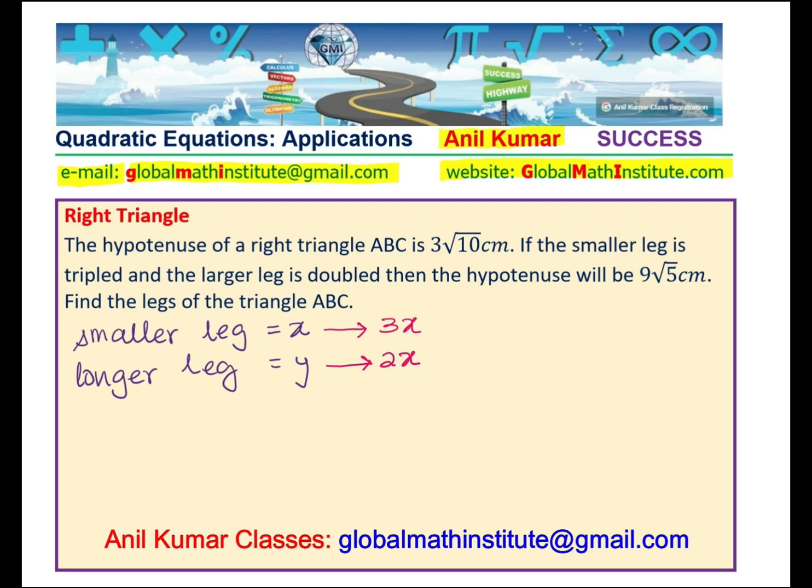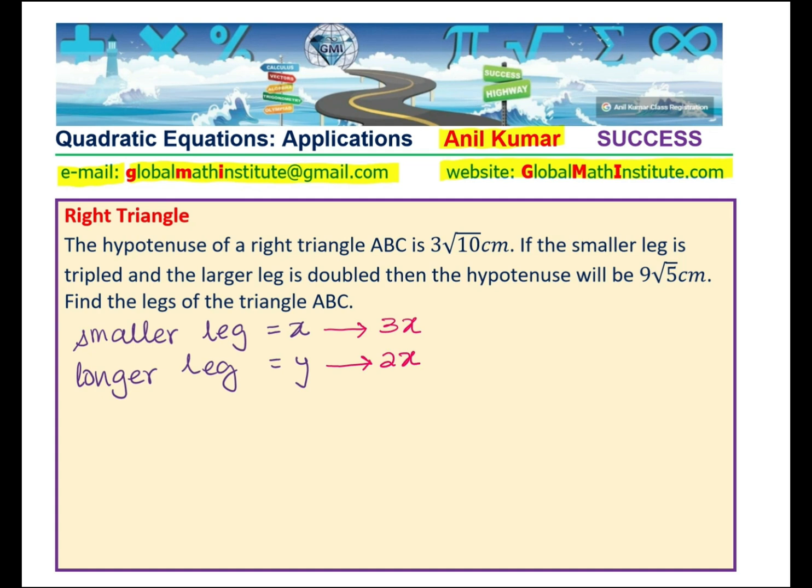So how is the hypotenuse related? It is related with the Pythagorean theorem, correct? So in that case, what we have is (3x) whole square plus (2y) whole square equals (9 square root 5) whole square. Is that clear to you? So that is how one equation is formed.